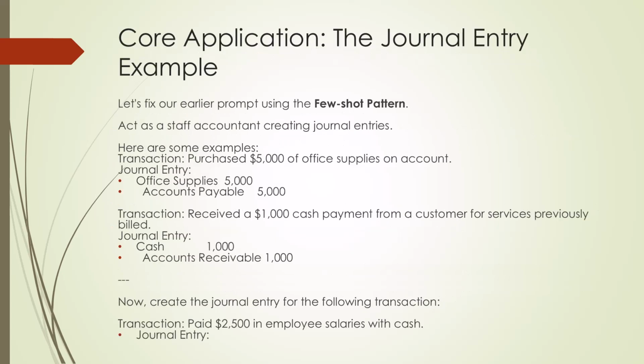Let's fix our earlier prompt and see the few-shot pattern in action. We start with our persona. Act as a staff accountant creating journal entries. Then, we clearly state, here are some examples. We provide our first example for purchasing office supplies, showing the exact format we want. We then provide a second example for receiving a cash payment. We use a clear separator, in this case 3 dashes, to signal that the examples are finished.